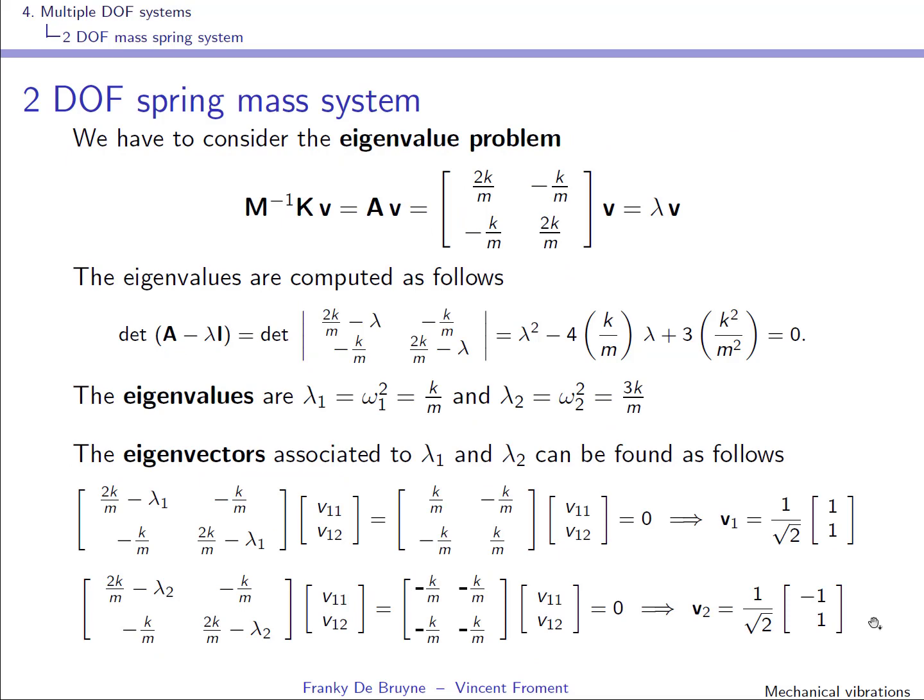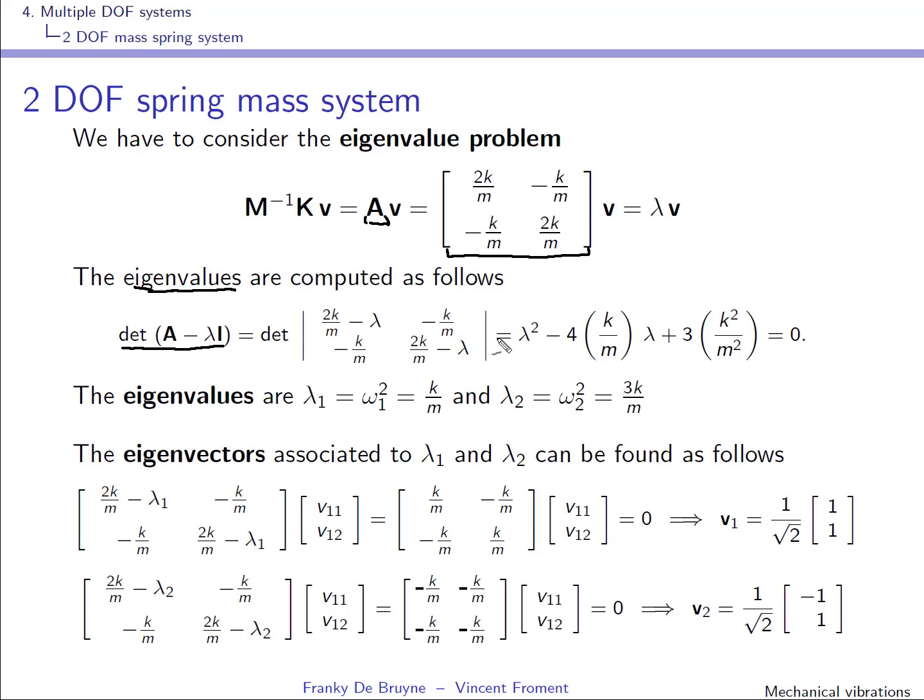Well, let us look at our eigenvalue problem. The matrix A is simply the inverse of M times K. If you do the computation, you'll end up with this matrix which plays the role of A, and we have to determine the eigenvalues. Well, you do that by computing the determinant of A minus lambda I and imposing that it is equal to 0.